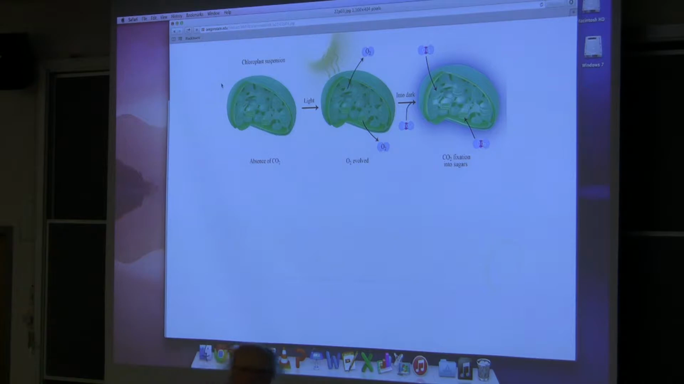And the light cycle is something that's completely dependent upon light. The dark cycle, however, is not dependent upon light. It's not dependent upon dark either. Okay? So it's called the dark cycle because it can occur in the dark, but it is not something that requires darkness. So the dark cycle is probably going on during the light cycle as well. Okay?